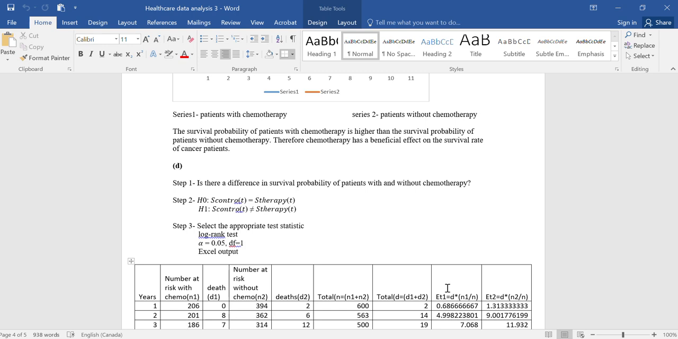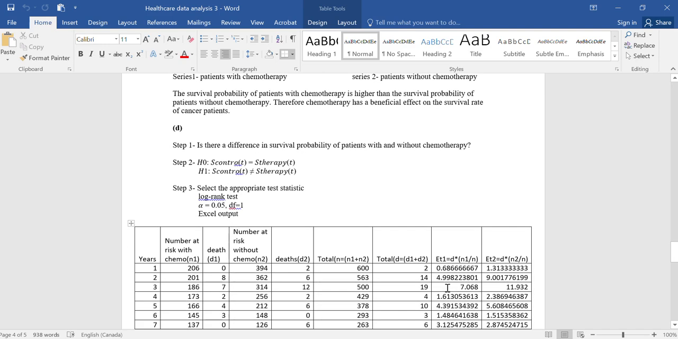Then I carefully followed each calculation step, determining the expected number of deaths, applying the formula for the chi-square statistic, and comparing the result with the critical chi-square value at alpha equal to 0.05. My final test statistic, x2, equal to 0.1633, was much less than the critical value of 3.841.